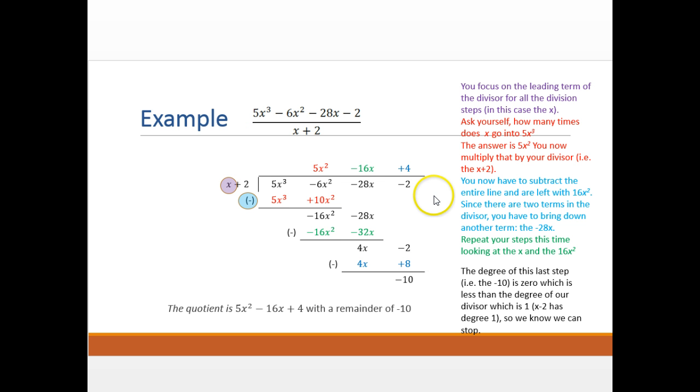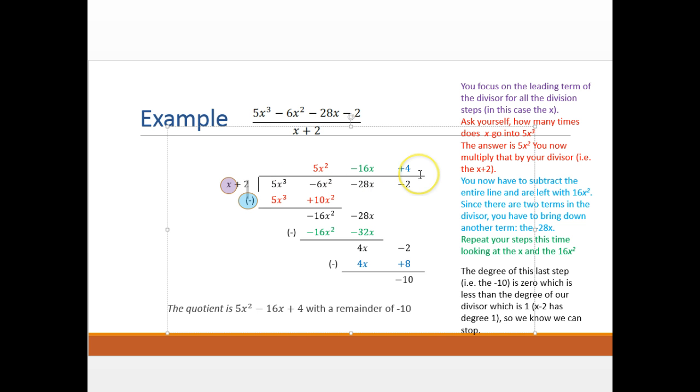Let's expand this now. Let's look at it in terms of polynomials, and this is the technique we're going to need to use when we have polynomials with two or more terms. This will work with binomials, trinomials, etc. What we're going to do is long division. I'm going to take this fraction, 5x cubed minus 6x squared, minus 28x minus 2, and divide it by x plus 2. So I'm going to put the x plus 2 out front and this polynomial underneath my divisor bar.